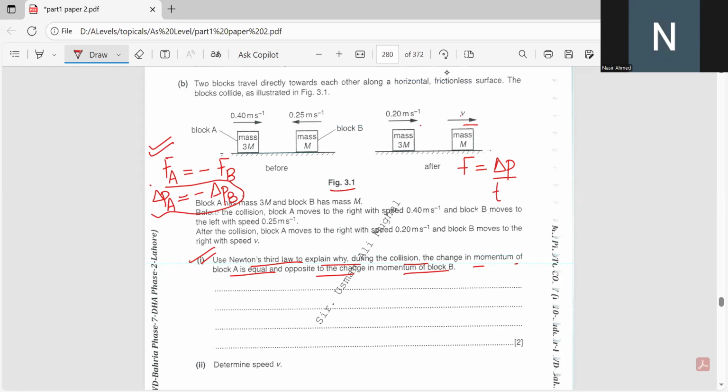So this also holds, right? How are we going to answer it? We are going to answer in this way: force on A by B is equal and opposite to the force on B by A.